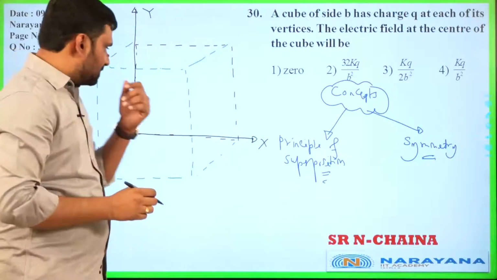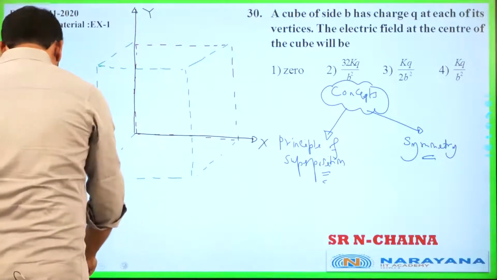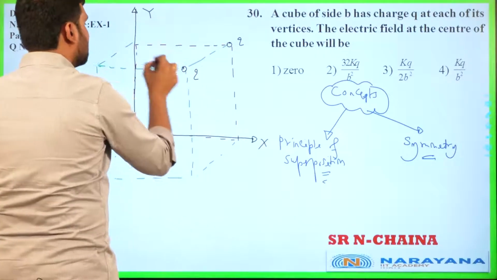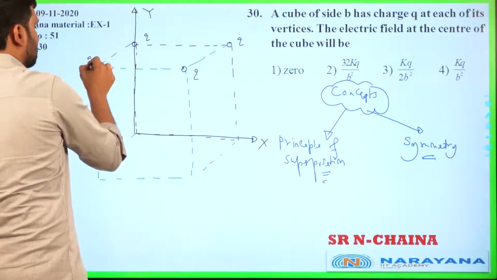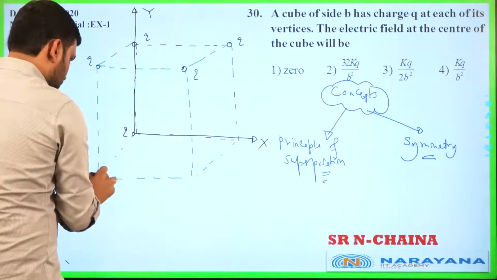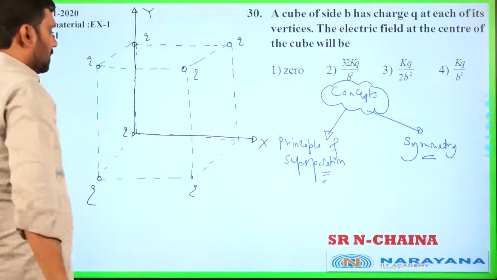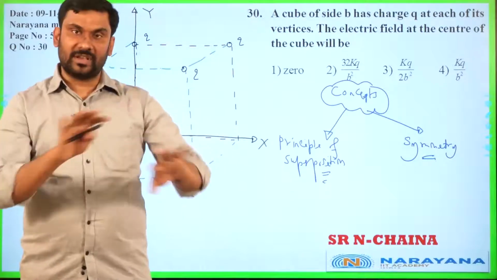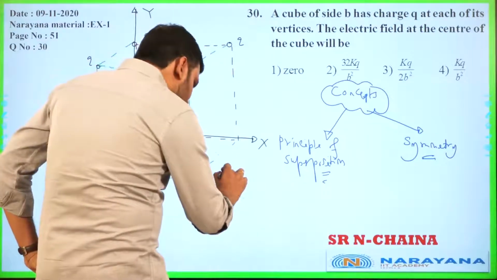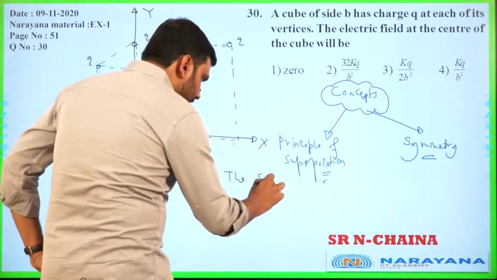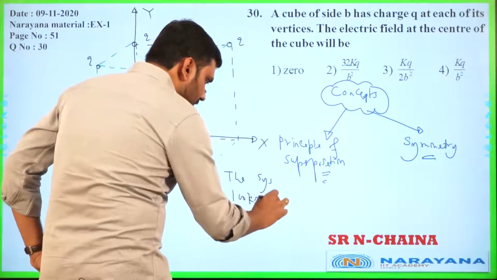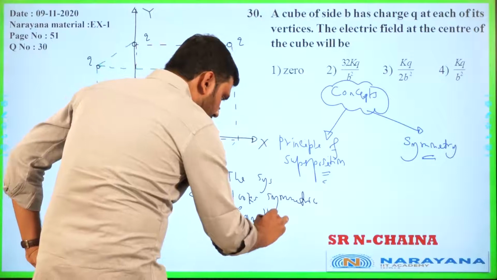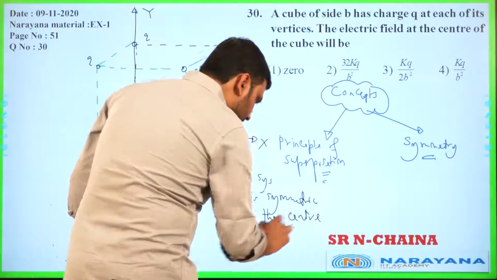If you keep charges on each corner, suppose here q, here q, here q, q, q, q and q. And you are sitting where? You are sitting at the center of the cube. So I am just writing one line. In one line I will squash everything. So I will write that the system looks symmetric from the center of the cube.